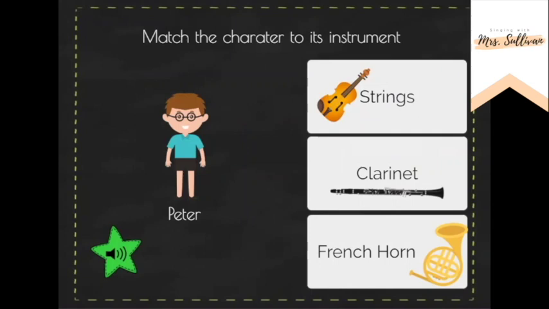Match the character to its instrument. Is Peter represented by the strings, the clarinet, or French horn? Your time starts now. Time's up.